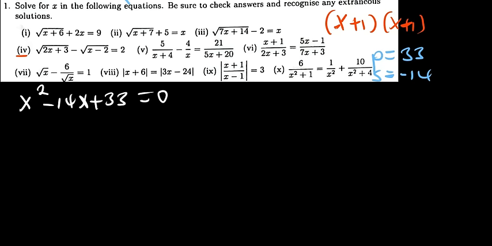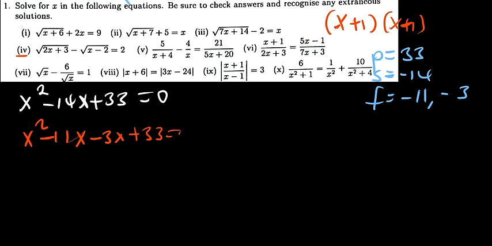So if our sum is negative 14, what will be the factors? Let's see. I think it should be negative 11 and negative 3. So negative 11 minus 3 is negative 14, and negative 11 times negative 3 is positive 33. That is perfect. Meaning that I have x squared minus 11x minus 3x plus 33 is equal to 0.